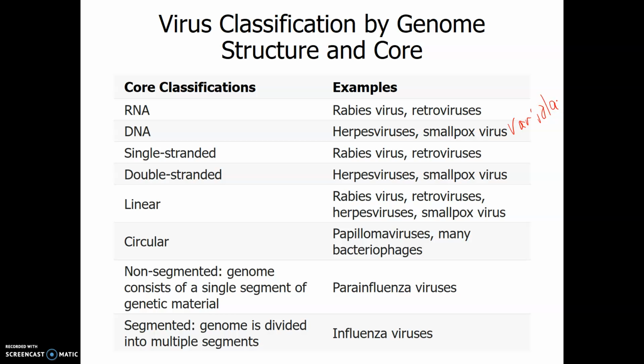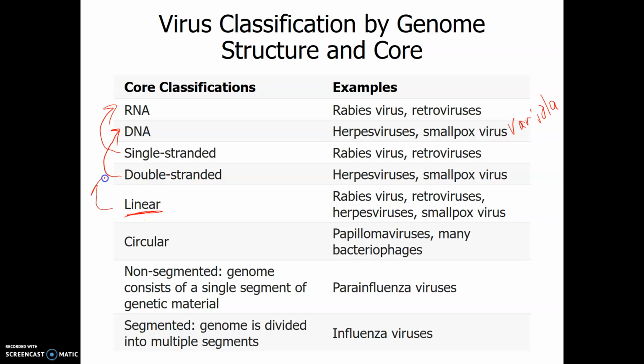Okay. You can see that it also classifies rabies and retroviruses as single-stranded, so they are single-stranded RNA viruses, and the herpes and smallpox virus are double-stranded DNA viruses. Then the chromosome, which is composed of the DNA, can either be linear or circular, or it can be a little bit more complicated than that. So the rabies, retrovirus, herpes virus, and smallpox virus all have linear chromosomes.